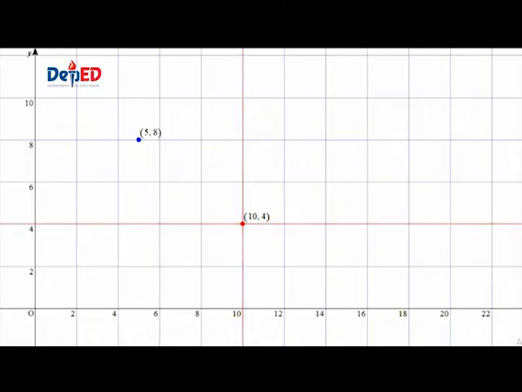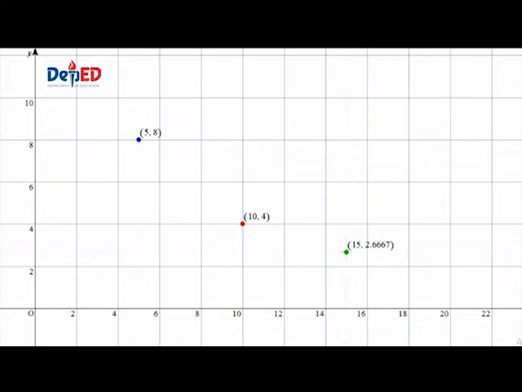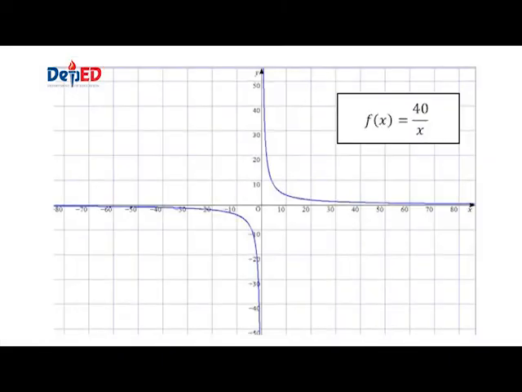The third point is (15, 2 and 2/3). So we'll jump 15 units going right from 0 and 2 and 2/3 units above 0. And for our last point, we have (20, 2). This is 20 units to the right of 0 and 2 units above 0. We can now connect the points to create the graph of our function f(x) = 40/x. And there, we have the graph of a rational function.